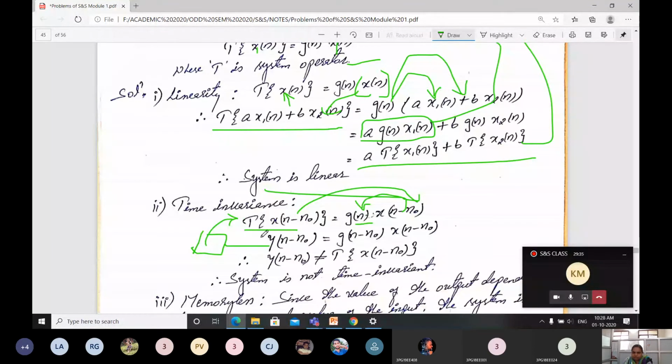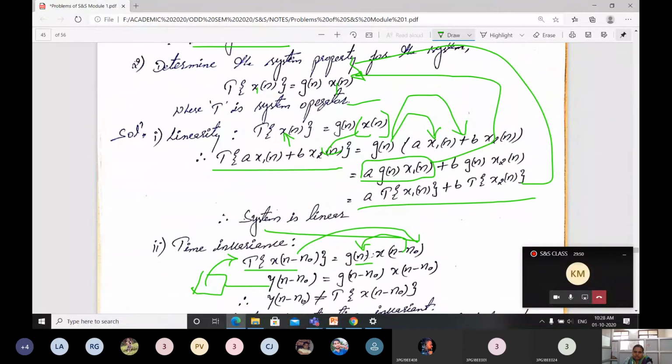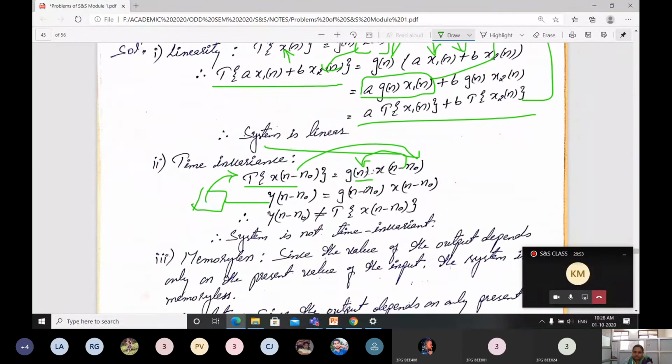When it goes to the output y of n minus n naught, it is going to affect the g also. Okay, for that reason g of n minus n naught into x of n minus n naught. Therefore what is expected is that it should not change with the g of n and x of n, but here it is changing for g of n minus n naught also. Due to this it is not going to be equal to T of x of n minus n naught. So what I can write here is that the system is not time invariant, or else the system is time variant.